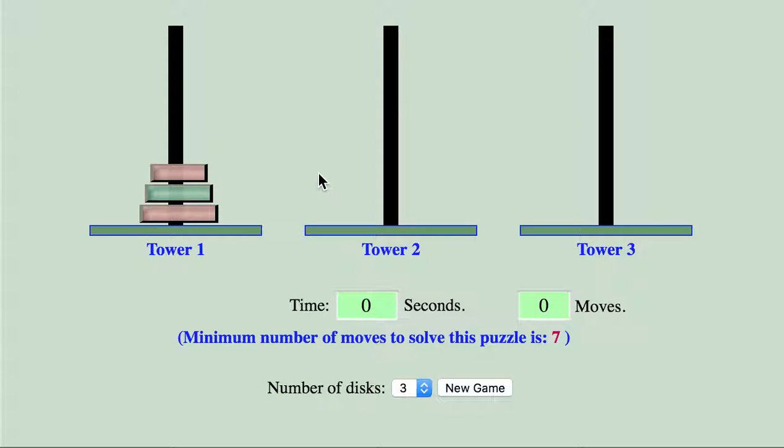Hey, myself Stalin. Today we are going to talk about the Tower of Hanoi problem. It's a very interesting problem.